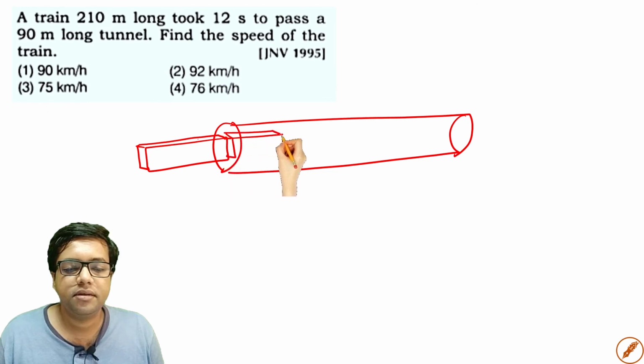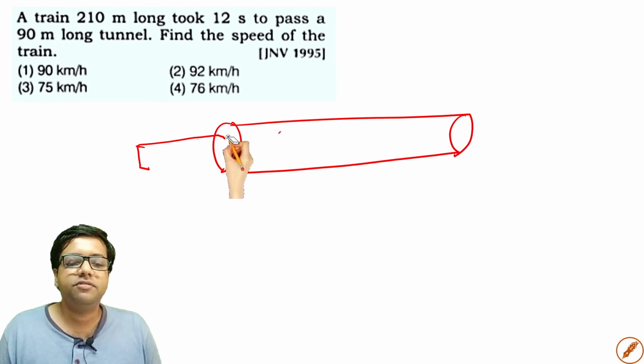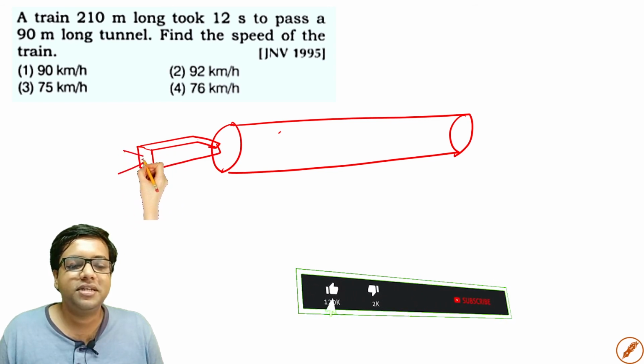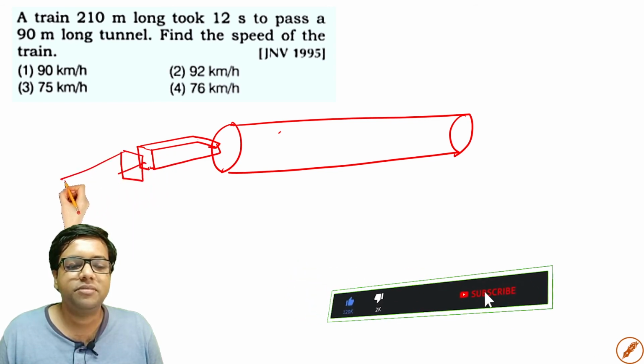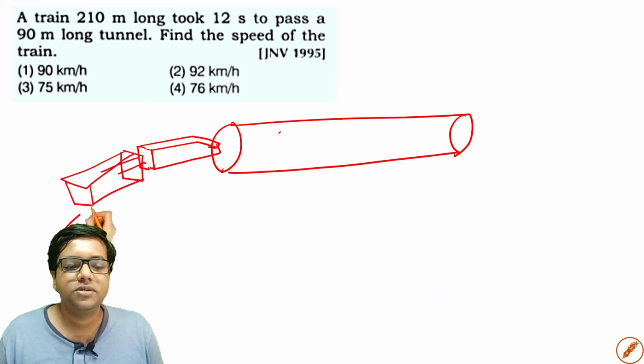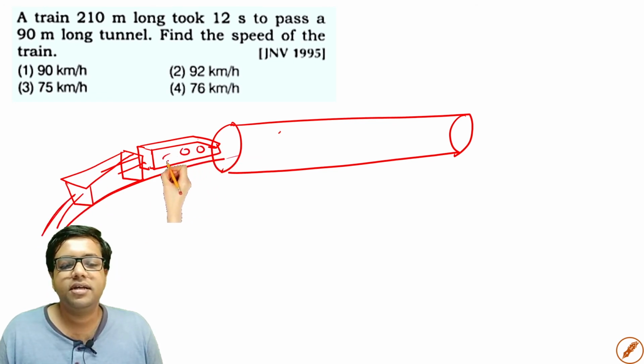Right. So let the train begin from here. Pardon my bad drawing. Okay. So the train starts somewhere here, and it is going into the tunnel. Somewhere the train is moving like this, and it has to go through the tunnel.